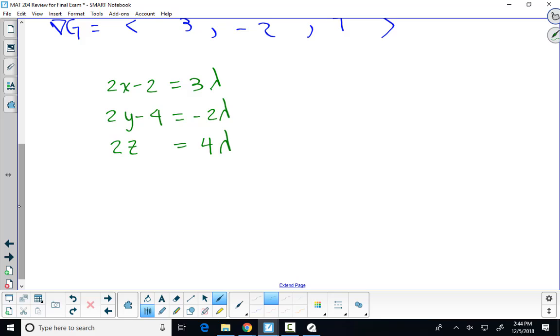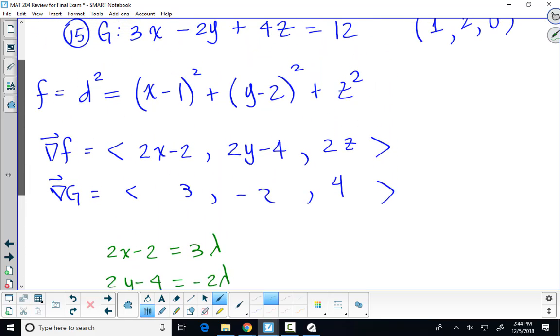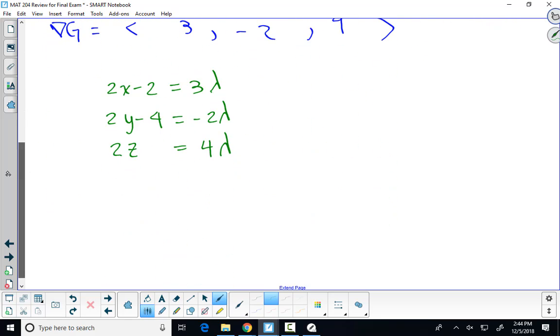Okay, so we have that, and then our constraint equation is the plane, 3x minus 2y. Okay, that's convenient. You actually did pretty well. Did I get lucky? Yeah. So we can solve each of these for x, y, and z, plug them into here, find lambda, plug lambda back in, and boom, we get our x, y, z. So let's do it.